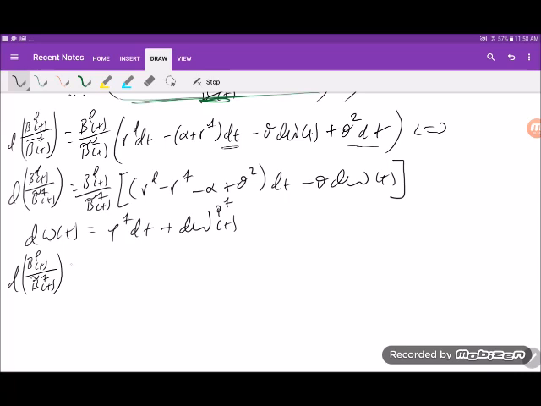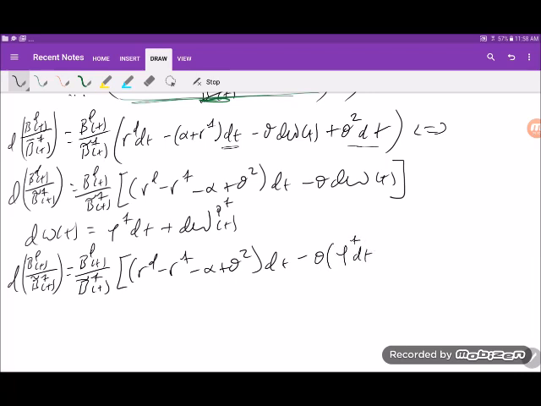the differential of bd over b tilde f is equal to bd over b tilde f times rd minus rf minus alpha plus sigma squared dt minus sigma, and then again we fill in this result that it's phi f dt plus dwqf t. All right, so now again gather our terms.